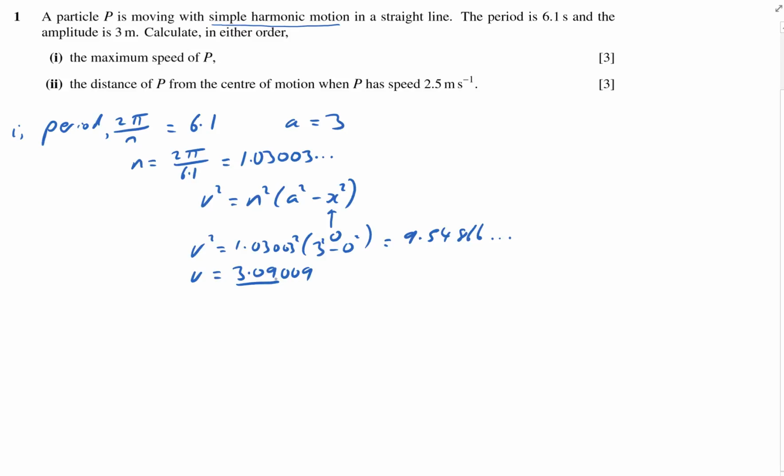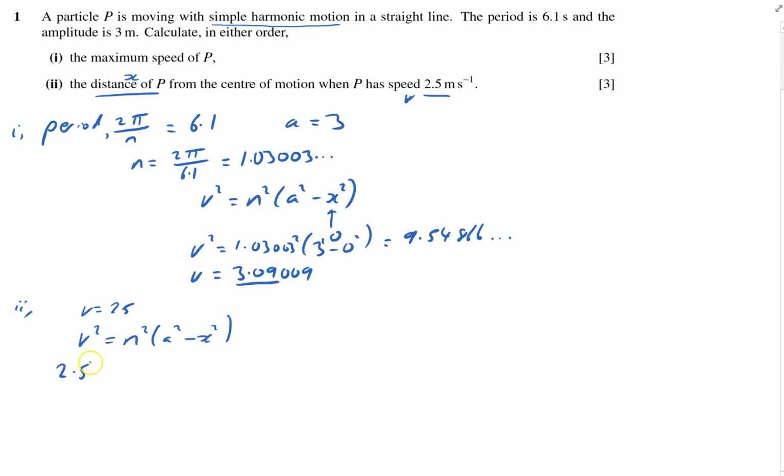And then for part 2, we have to work out the distance. So we've got to work out an x when the particle has speed or velocity equals 2.5. Well, so v equals 2.5. And there's two ways of doing this. I would definitely personally use the NAX formula for v squared equals n squared times a squared minus x squared.